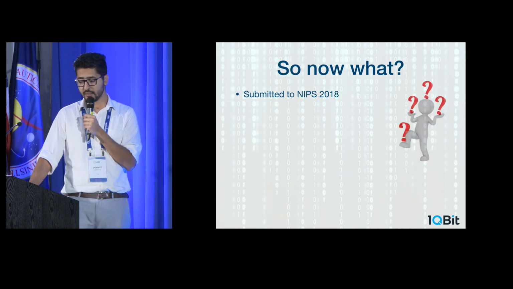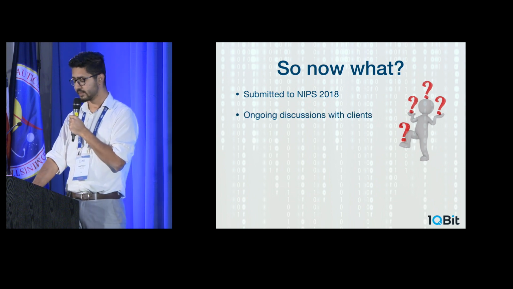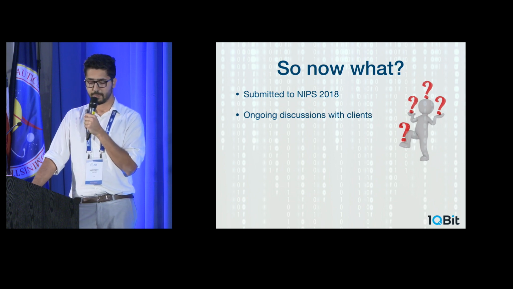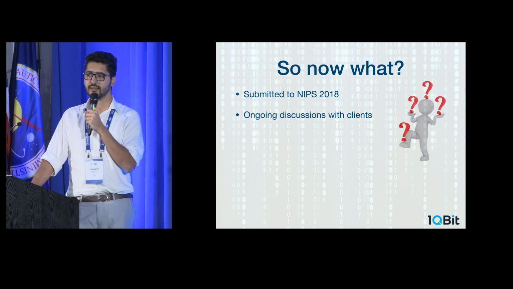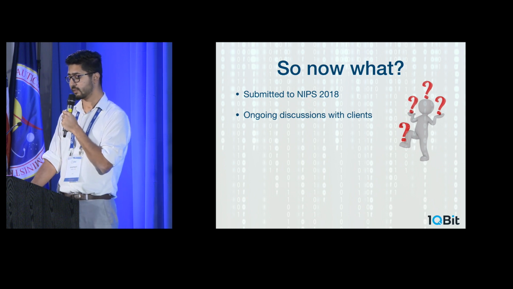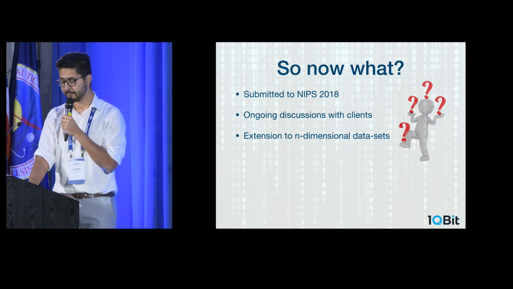So we've submitted our paper to NIPS, so that's why I couldn't put it on archive, because they have certain restrictions, because they want to keep papers anonymous. We get the result by July end. If it doesn't get accepted, I'll put it on archive. If it does, I'll still put it on archive. Then we have ongoing discussions with clients.